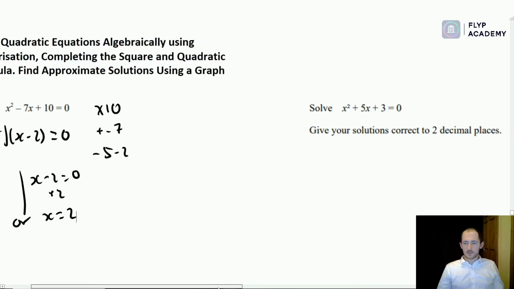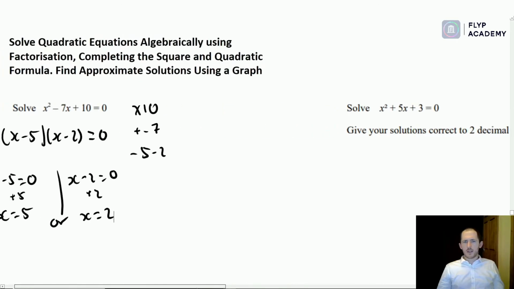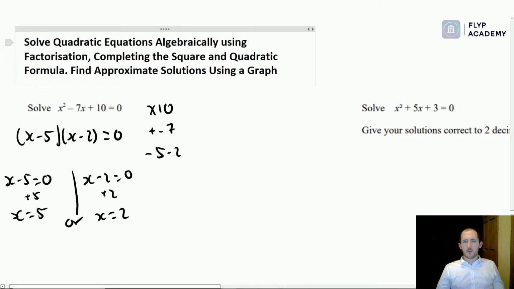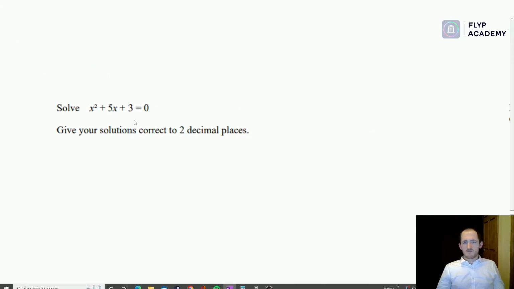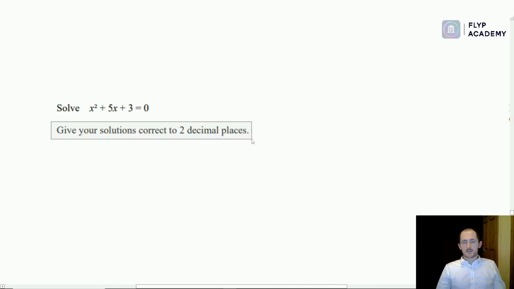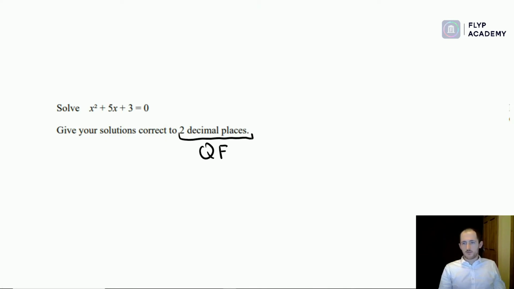Easy peasy lemon squeezy. Now, some students, by the way, ask me, how do I know when to use factorization, completing the square or quadratic formula? Well, if you can factorize it. But how do you know, right? Like for example, this question, hard to tell if you can immediately factorize it, right? So, look at this. 2 decimal places. If it says this, you do the quadratic formula.